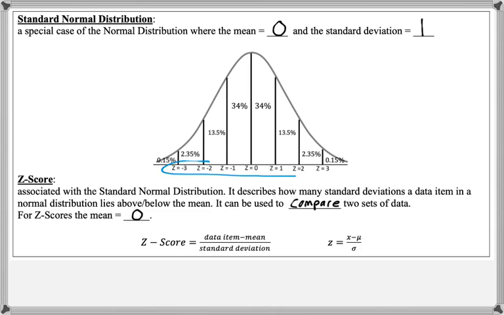So these are z-scores. And we have a formula for calculating z-scores, and that is the data item minus the mean divided by the standard deviation. And using symbols, that's x minus mu over lowercase sigma.